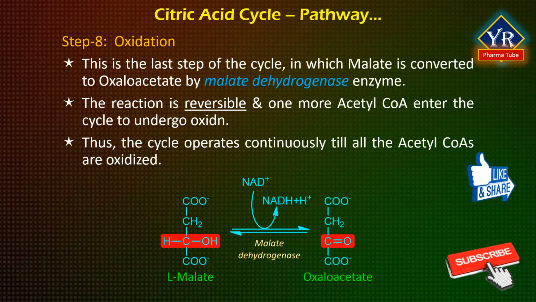Thus, the citric acid cycle operates continuously till all the acetyl CoAs are oxidized. Although the equilibrium of this reaction is far to its left, that is, it favors malate formation, the reaction proceeds to the right since oxaloacetate and NADH, the two reaction products, are removed rapidly and continuously in further reactions. Oxaloacetate so generated allows repetition of the cycle and NADH participates in oxidative phosphorylation. Thus, this reaction completes the cycle.